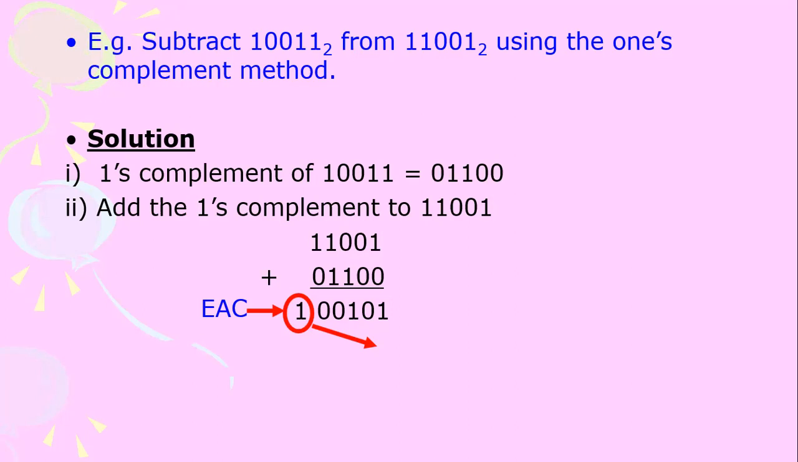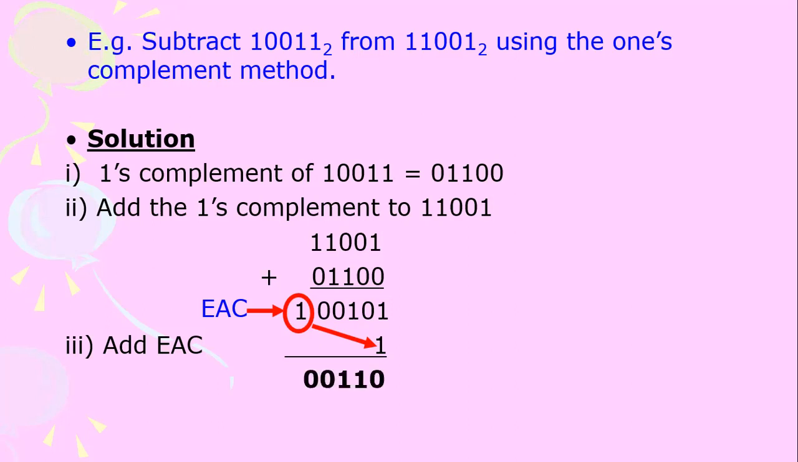So if you carry 1 as our last action, then that 1 is what we are calling end around carry. So what do we do? We add that carry to the value that we have gotten. So we pick that carry, and in this case it is 1. We add it back to the value we have already gotten.